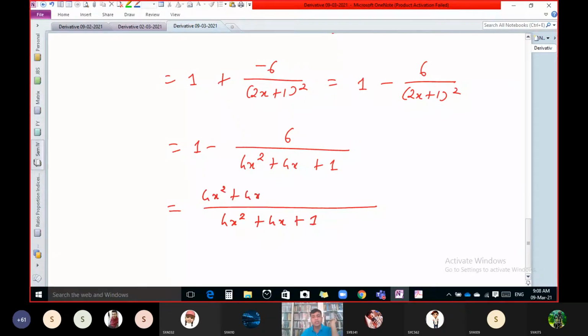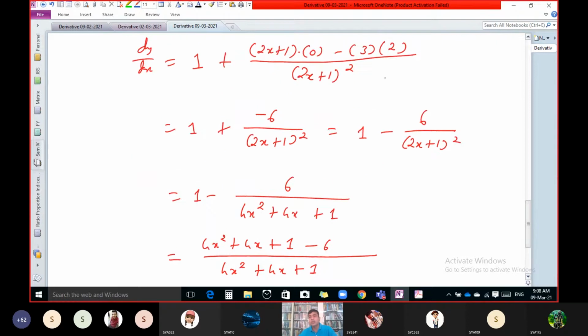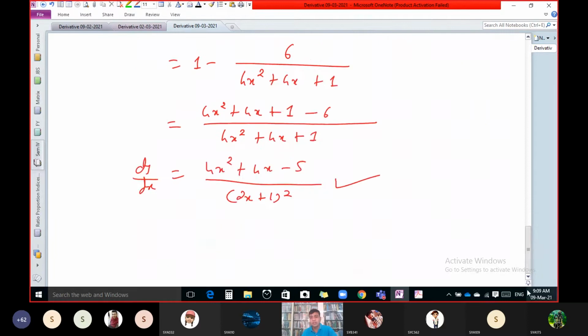So here we get 4x square plus 4x plus 1 minus 6, and my final answer is 4x square plus 4x, and 1 minus 6 is minus 5, upon (2x plus 1) the whole square. You can keep this as it is, or write it the other way. So this is another answer, but either you can write this answer or the previous one, you will get full marks, because both are nothing but simplification of each other. Okay, next question.